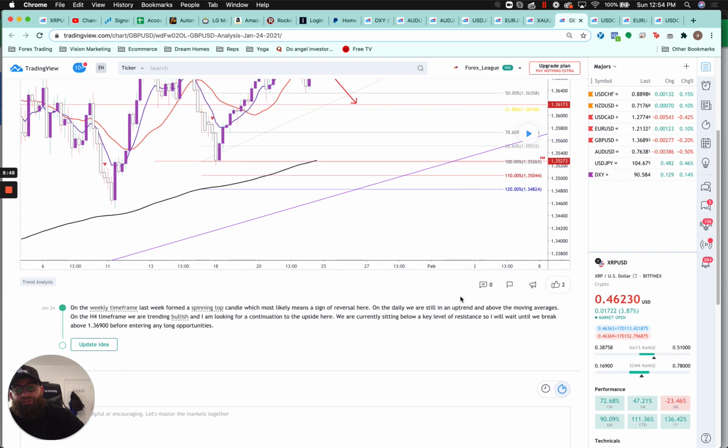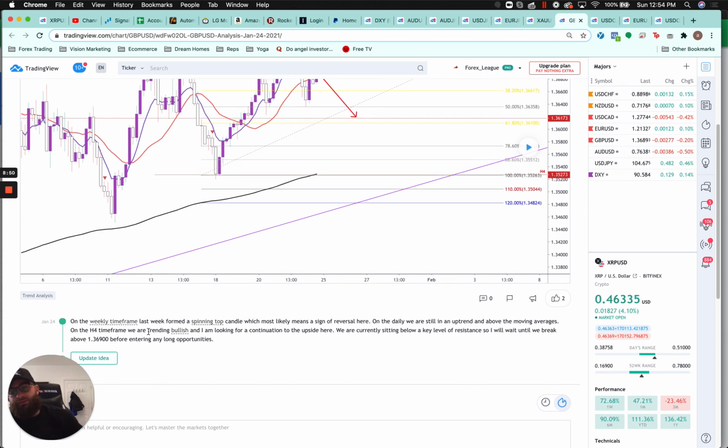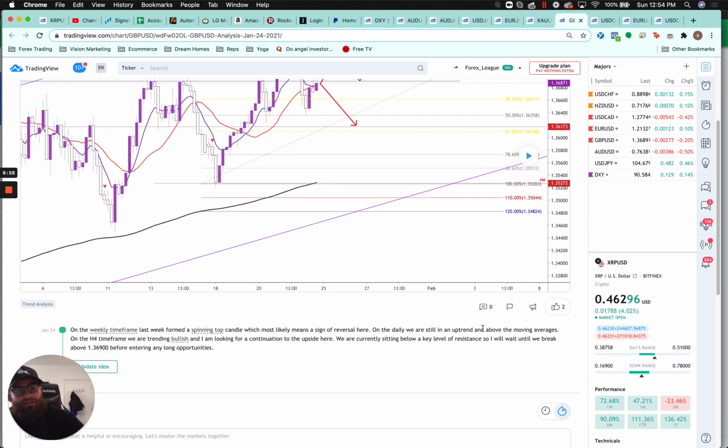So let's go now to the major pairs. We're going to go with GU. On the weekly time frame, last week formed a spinning top candle, which most likely means a sign of reversal here. On the daily, we are still in an uptrend and above the moving averages. On the 4-hour time frame, we are trending bullish, and I'm looking for a continuation to the upside here.